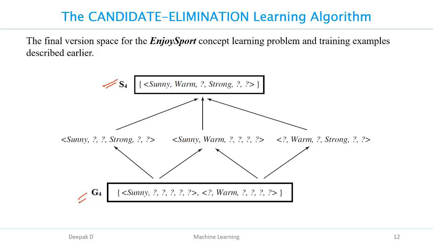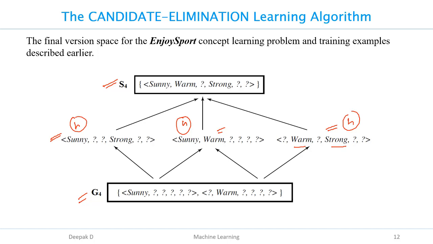How have we got these hypotheses? Here again we have replaced two attributes at a time, and we have checked whether these hypotheses are consistent with my instances or not. We have done that by replacing the two attributes. So this is your final version space. So this completes your candidate elimination algorithm.